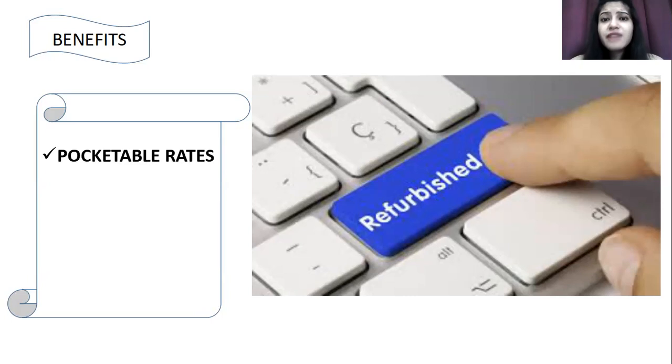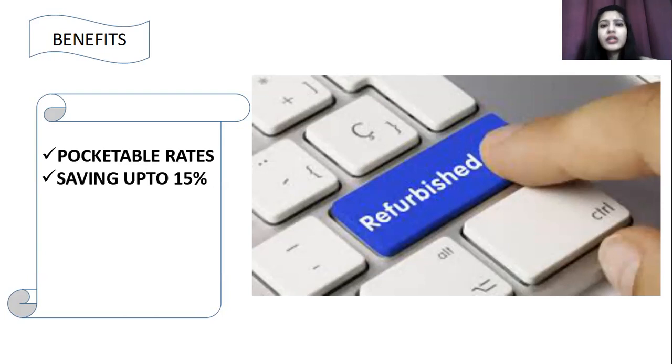Then, do you get to save? Yes, you get huge savings out there. You get to save a lot. Because brand new products are expensive and refurbished are less expensive, there is a difference in pricing, so you get to save a good amount. What happens with brand new products is that once they are launched, they are offered with a 1 year warranty. Yes, you get a 1 year warranty also.